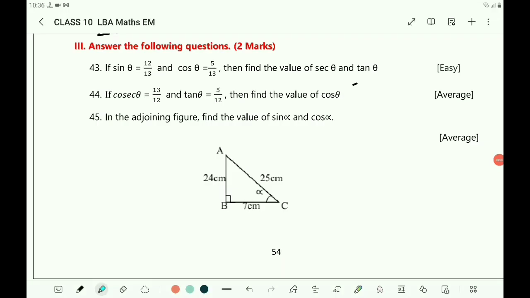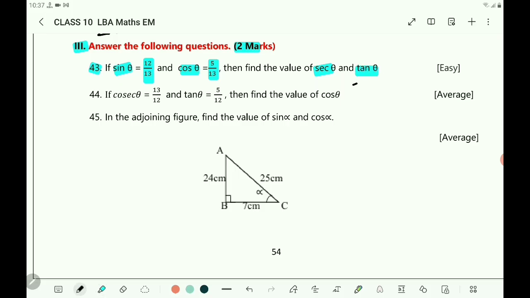Now let us solve the third main LBA of the chapter Introduction to Trigonometry. 2 marks questions. Question number 43. If sin theta is equal to 12 by 13, cos theta is equal to 5 by 13, find the value of secant theta and tan theta.